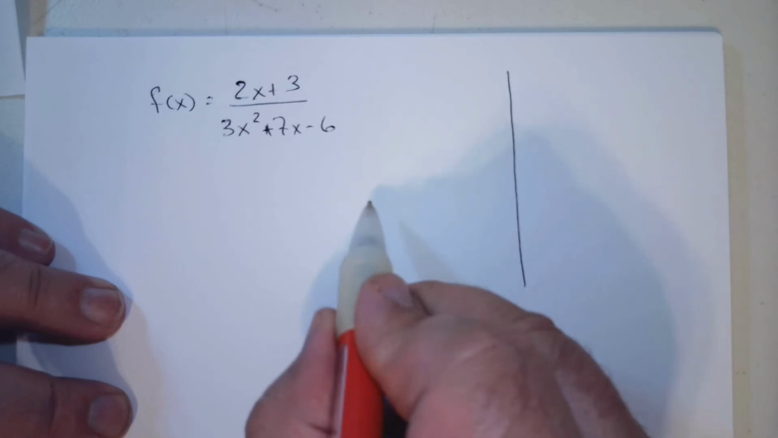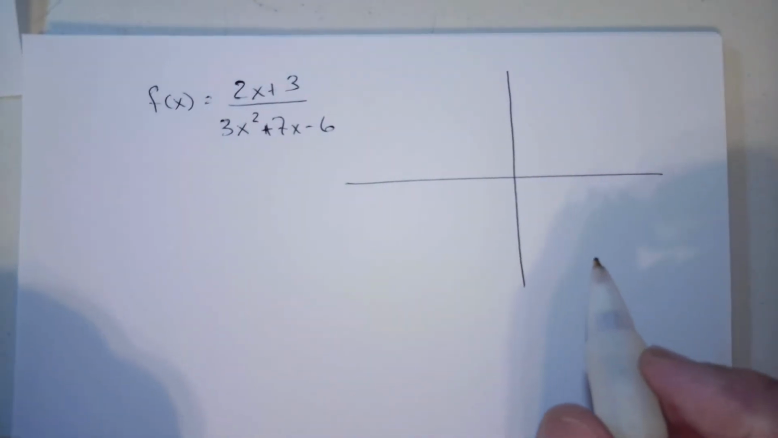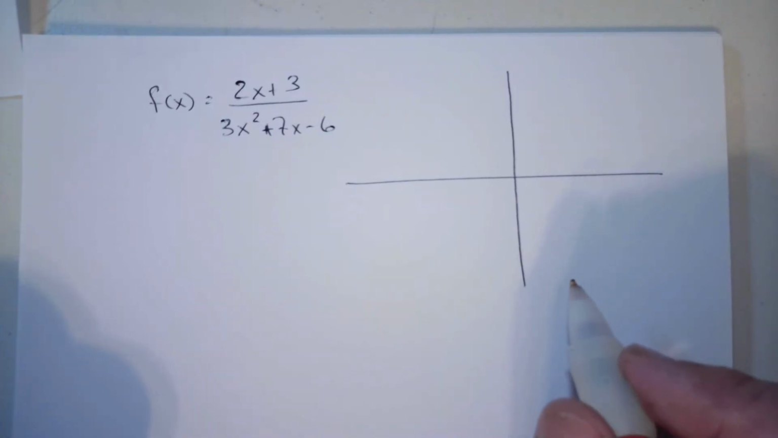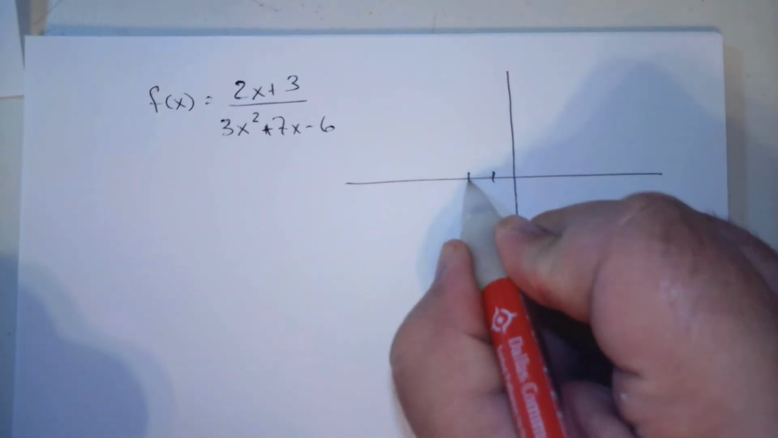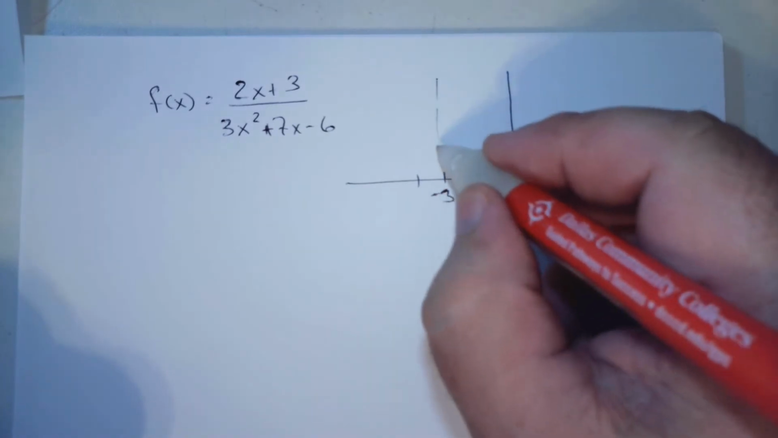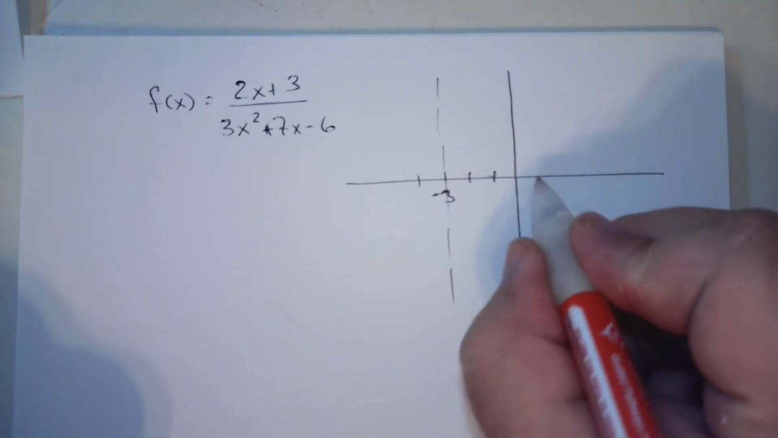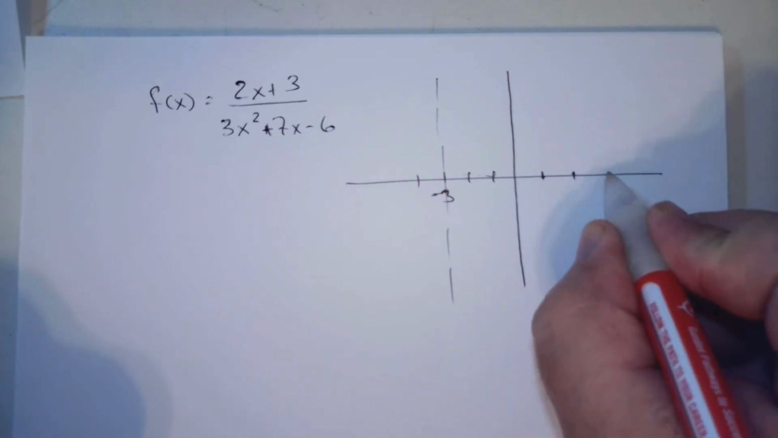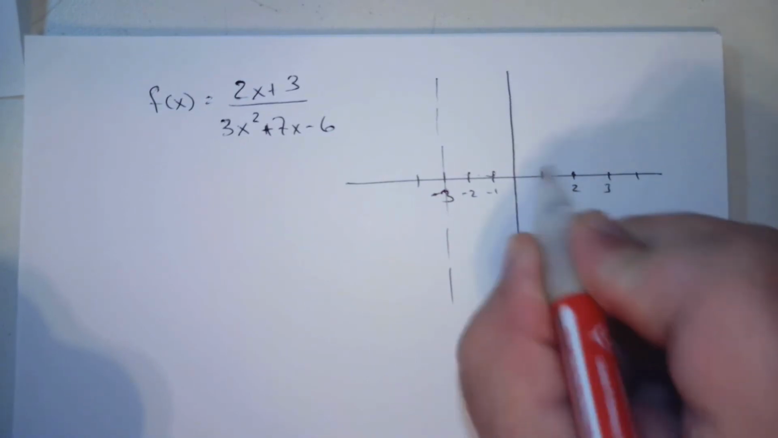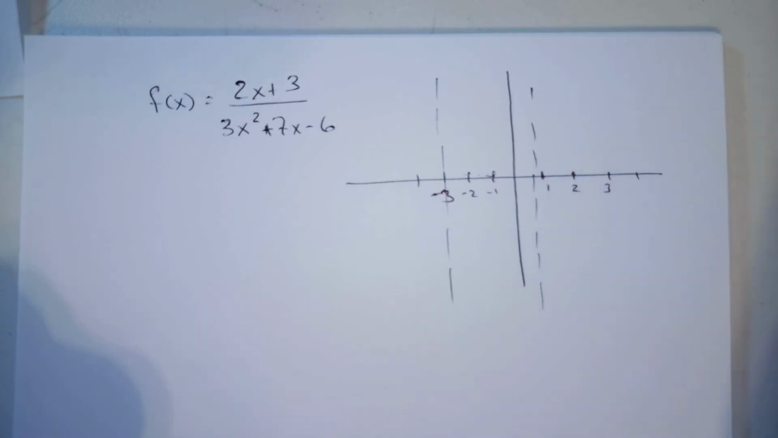Okay, so here's our graph. Let's look at first our vertical asymptotes. They are at -3, so I can't cross that line, and at 2/3. So 2/3, about here, I can't cross that.